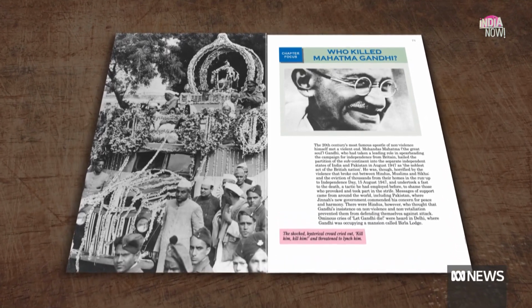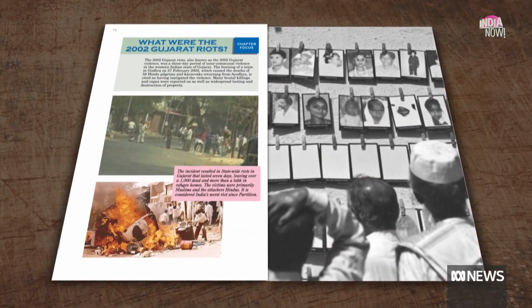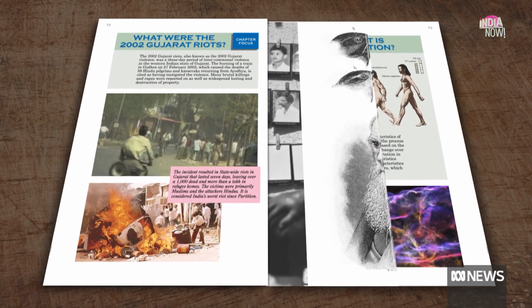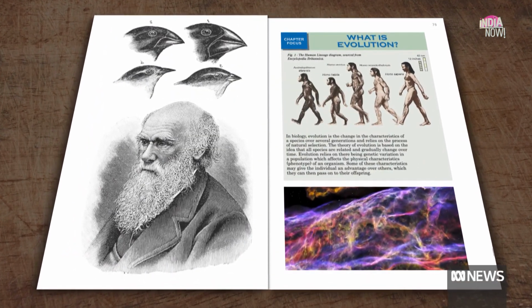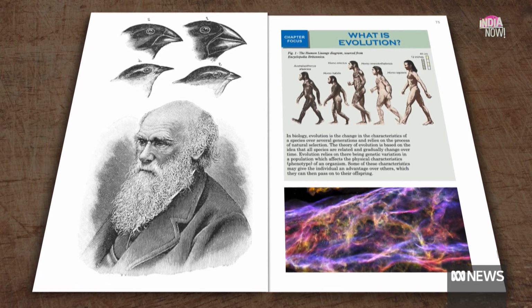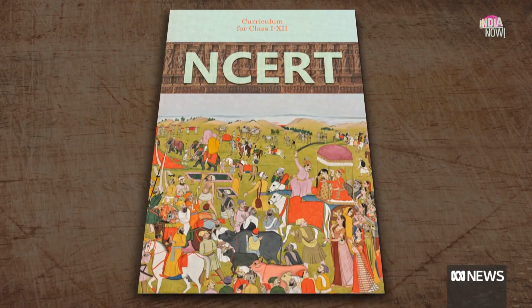Why was Mahatma Gandhi killed? What were the 2002 Gujarat riots? What is evolution? For students in India now, these pretty key questions may no longer be answered in your textbook. I haven't heard of history chapters being removed before this, and I've been teaching from 1981.